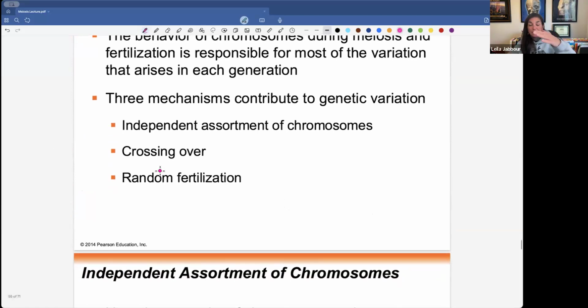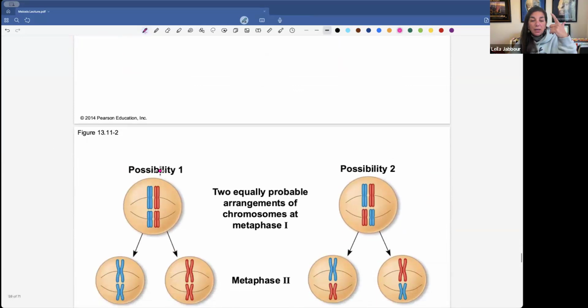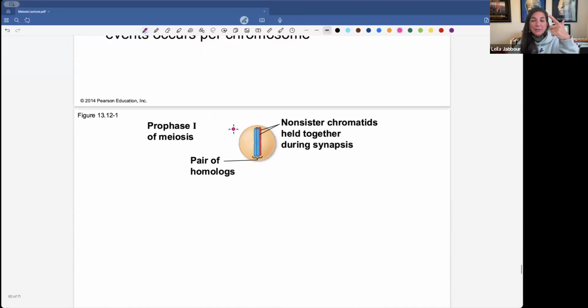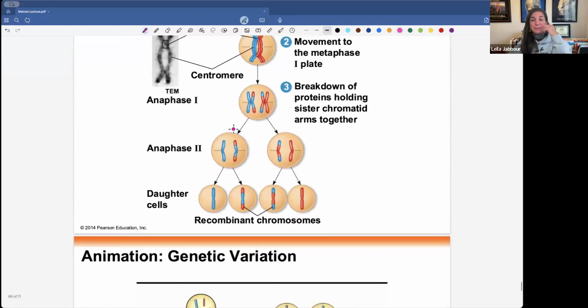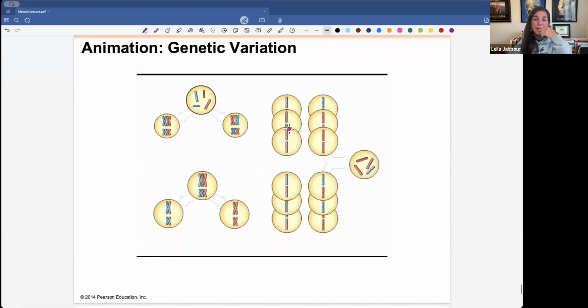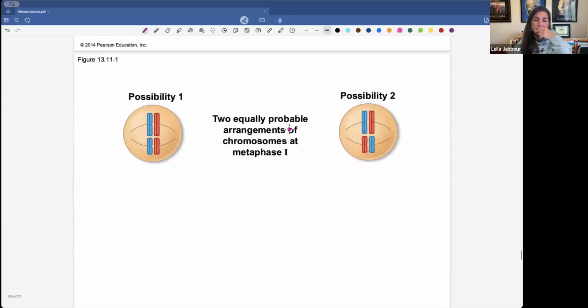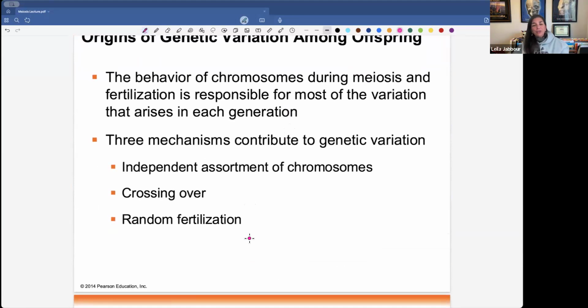All right, if you get that, this picture explains how variation is introduced. One, independent assortment. Crossing over, which actually happens before independent assortment, so that could have been first on the list, is where crossing over takes place, as we talked about. This is just showing crossing over. And random fertilization. I couldn't remember the last one.